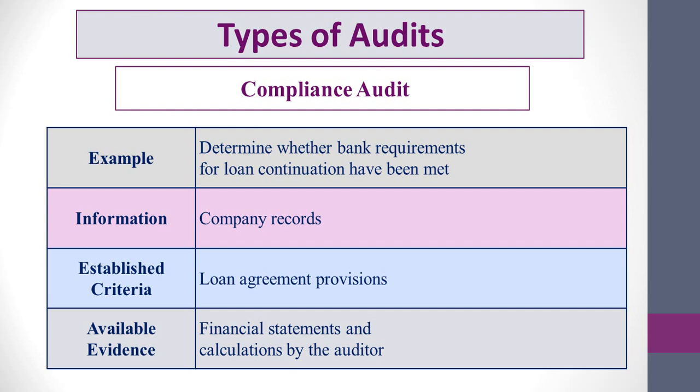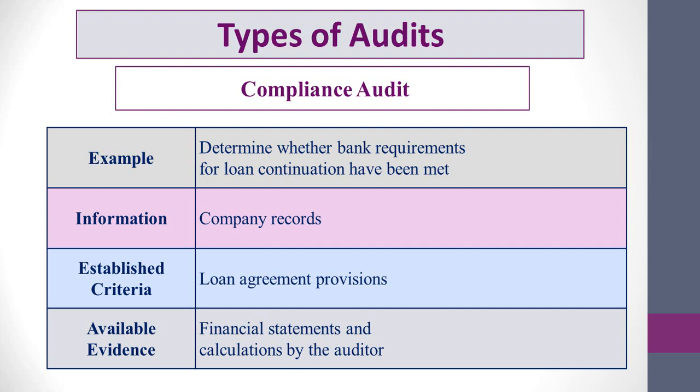Okay, for example, to be sure that we are going to follow the bank requirements for giving loans, I should be sure that I have available information in company records. Available information should be compared with the loan agreement, and the available evidence for the auditor is going to be the financial statements and the calculations by the auditor. Okay, this is the second type.